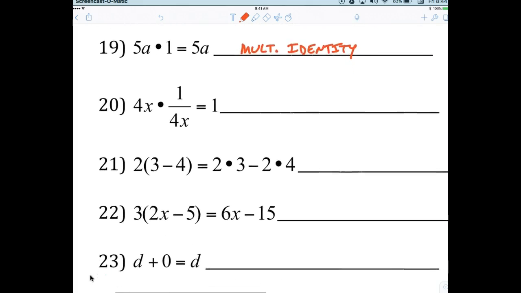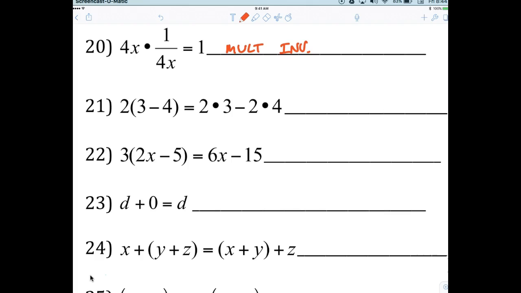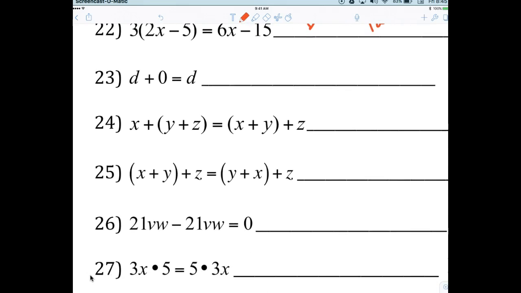All right? Now, for number 20, things are canceling out. So you would say this is the multiplicative what? Inverse. Good, just what I thought. Number 21 is the disguised what? Property. Yes. 21 and 22, yes, they're the distributive property. 21 and 22 are both the distributive property. 23, when you add 0, you stay the same. That's a what? That is the additive identity. That is correct.